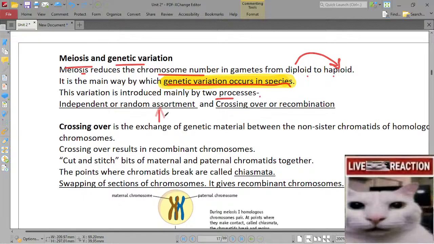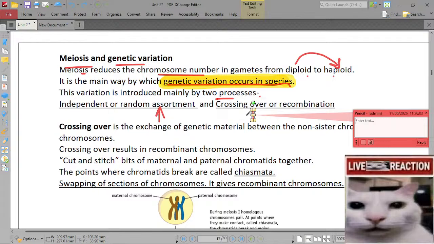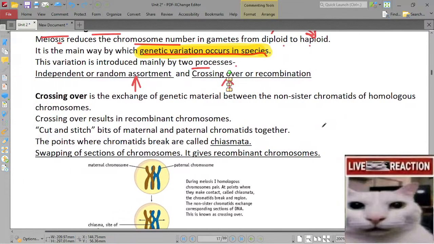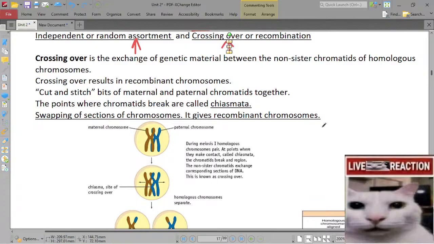So this variation is introduced by mainly two processes. One is independent or random assortment, and the other is crossing over and recombination. Crossing over is the exchange of genetic material between the non-sister chromatids of the homologous chromosomes. Crossing over results in recombinant chromosomes. I've heard this term and I'm not sure what it is, but recombinant chromosomes cut and stitch bits of maternal and paternal chromatids together. The points where chromatids break are called the chiasmata, and the swapping sections of chromosomes give the recombinant chromosomes.